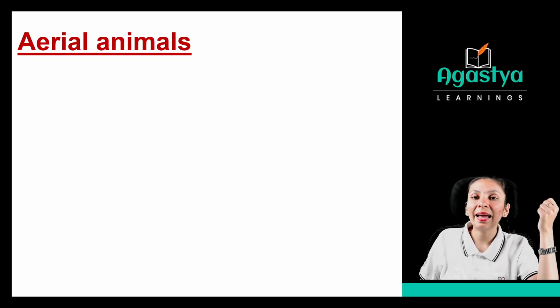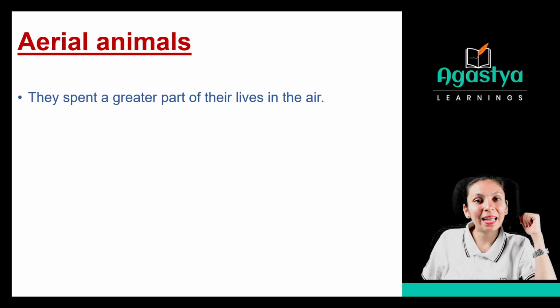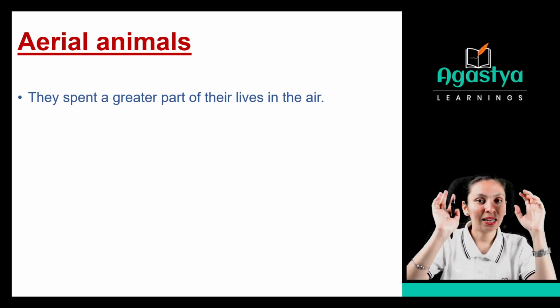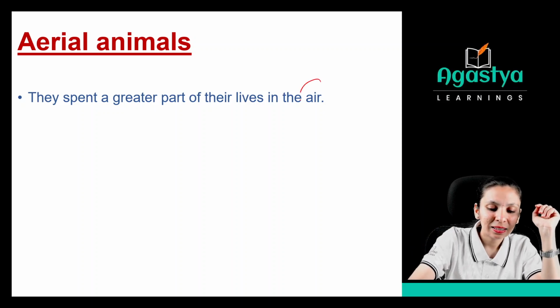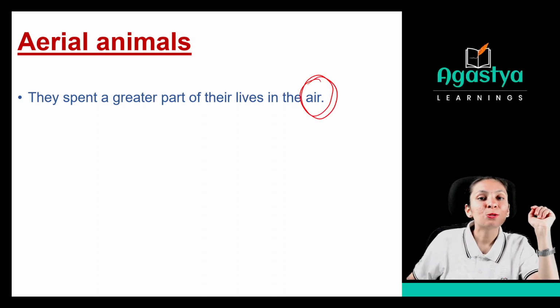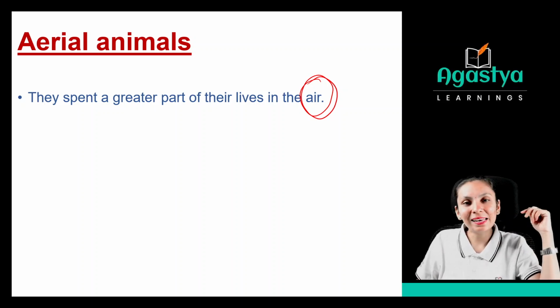Now see the aerial animals. That is another category of animals which is based on their habitat. So what do you mean by the aerial animals? Yes, as we have discussed, that is not about the washing powder. That is related to air. So the animals which spend most of their time in air are called aerial animals. Clear?